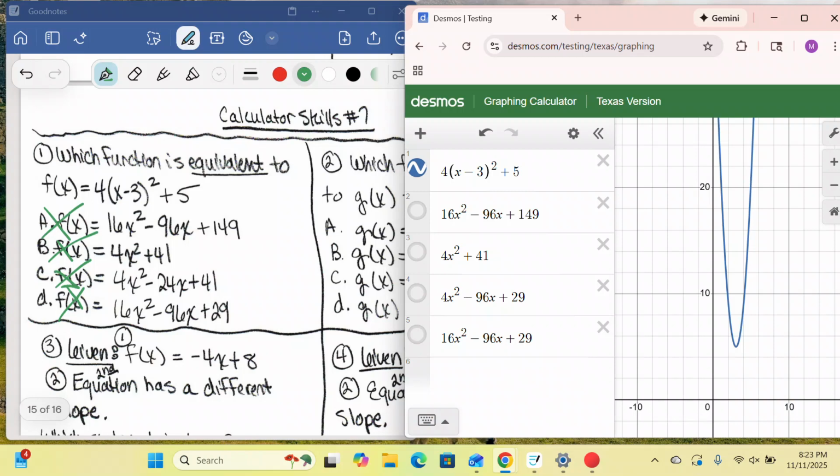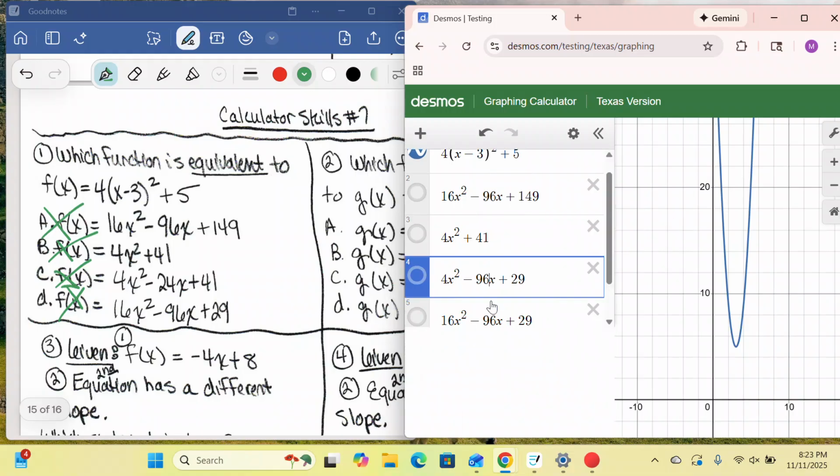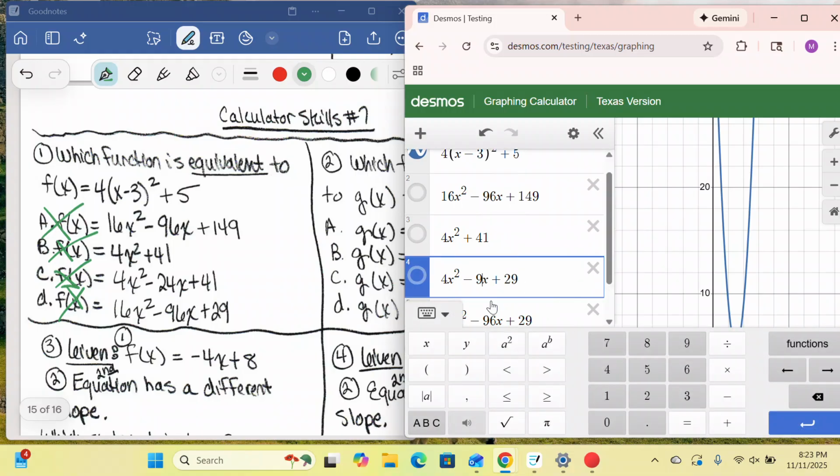Then I check the next one, 4x squared minus, there's a mistake. Right here, it should have been negative 24. So I'm just going to replace it with negative 24. And then it should have been positive 41.